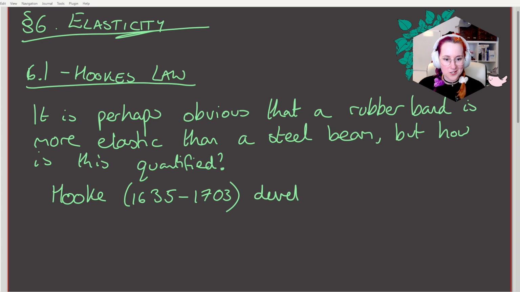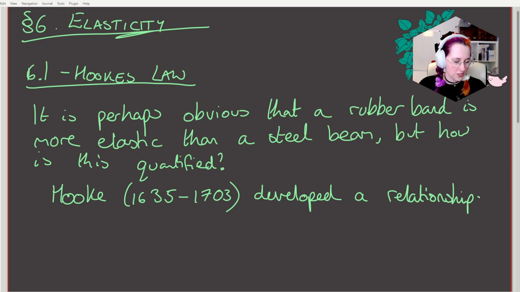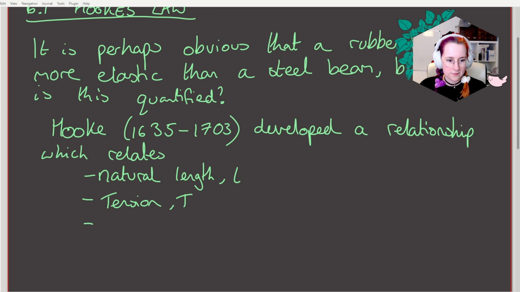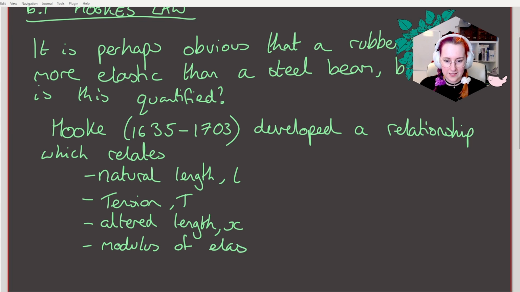Anyway, so Hooke, who is a British dude from the 1700s, developed a relationship which relates natural length, and I'll go into more detail of what all of these things are in a bit, tension T, altered length X, and the modulus of elasticity, which we use lambda.